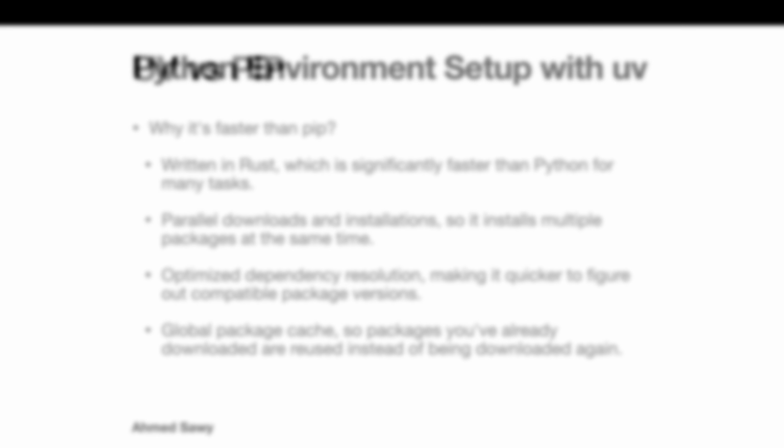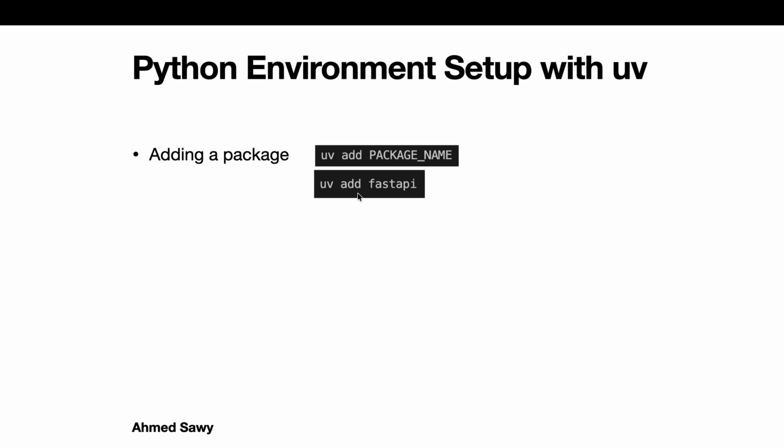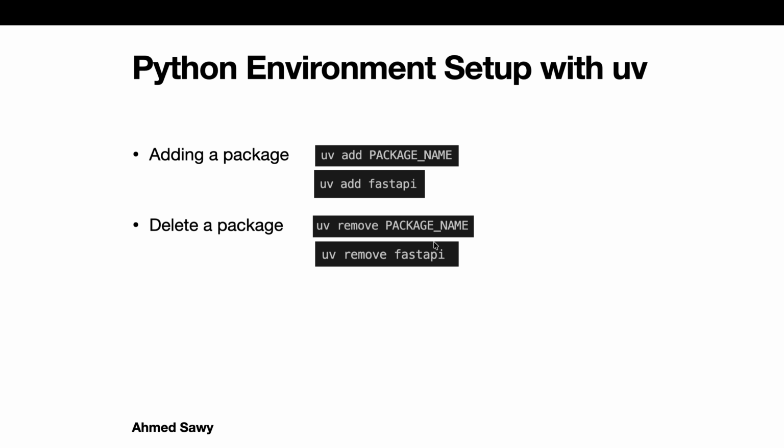Now, let me show you how to install packages using UV. It's pretty simple. You just need to type uv add and the package name. For example, uv add fastapi. This is the package to create our API. If you want to remove or delete a package, you're going to type this command, uv remove and the package name. For example, uv remove fastapi.